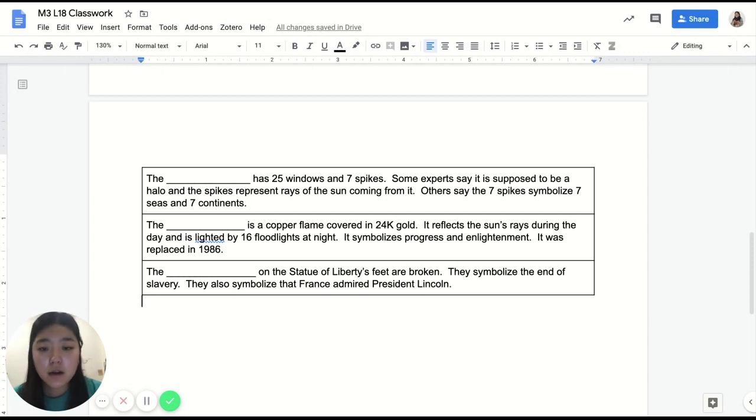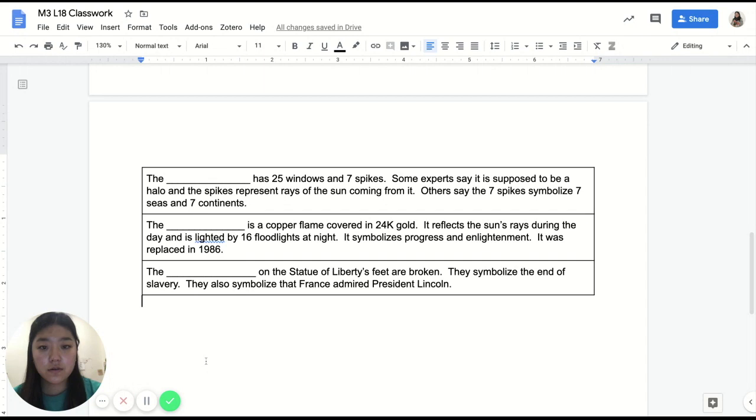The blank is a copper flame covered in 24-karat gold. It reflects the sun's rays during the day and is lighted by 16 floodlights at night. It symbolizes progress and enlightenment. It was replaced in 1986. The blank on the Statue of Liberty's feet are broken. They symbolize the end of slavery. They also symbolize that France admired President Lincoln.